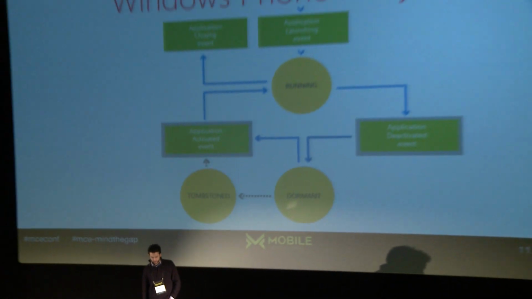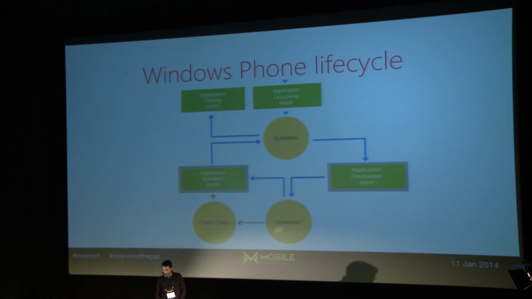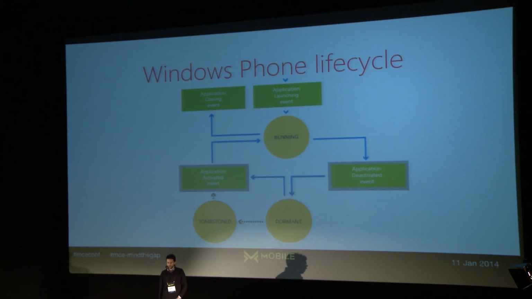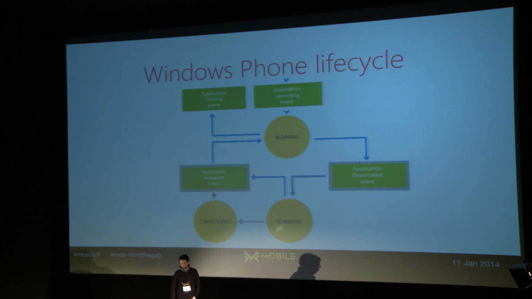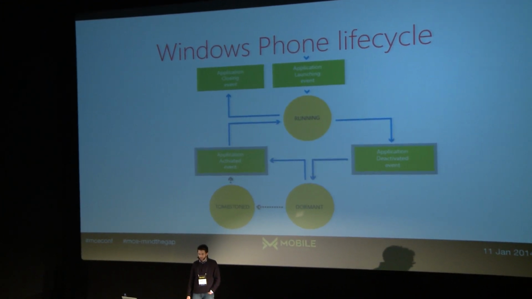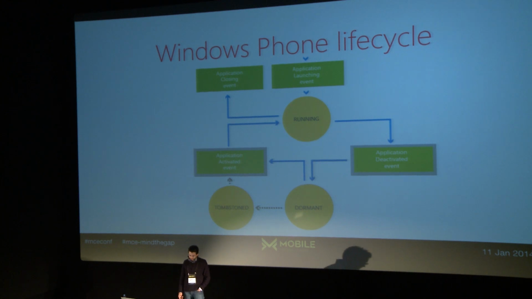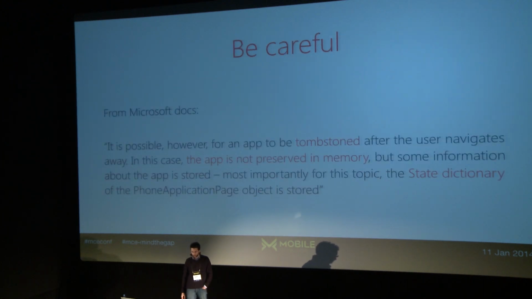In Windows Phone, it's quite similar. So you start your application in a running state. Maybe at some point your user stops using your application, and your application comes to the dormant state. And then again, if your user switches quickly to your application, it comes again to the running state. Or maybe if it stayed for some time in the dormant state, it comes to the tombstoned state. And be careful with that state, because in that state, as Microsoft states, the application context is not preserved, so you have to save your data in the state dictionary in order to recreate the application when the user comes again to your application.